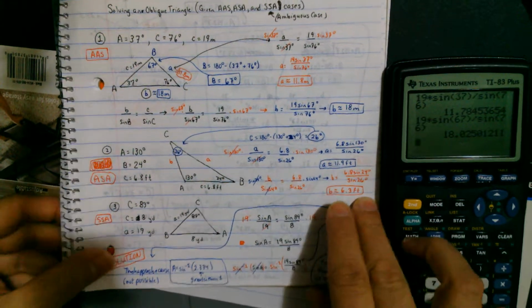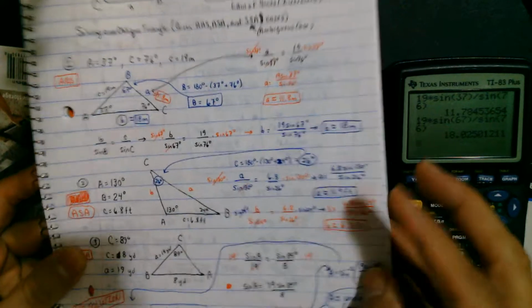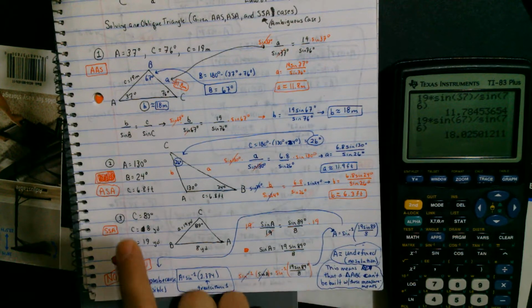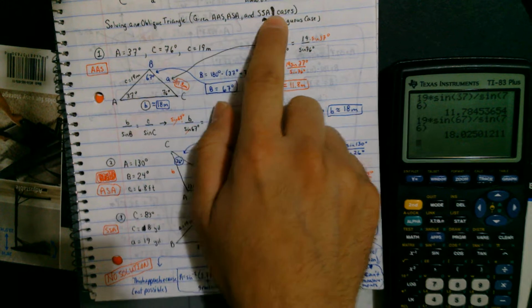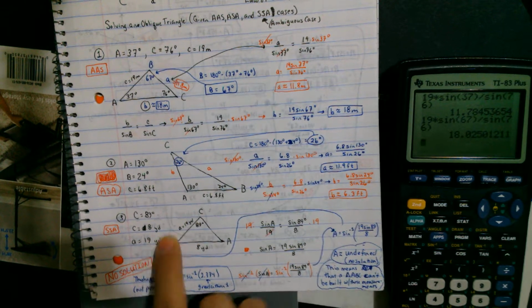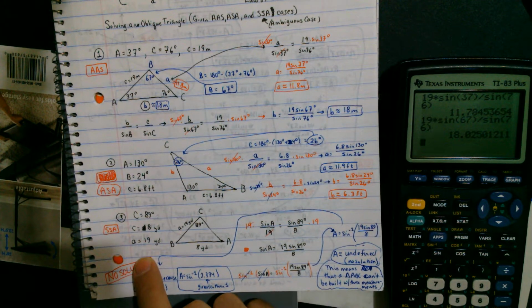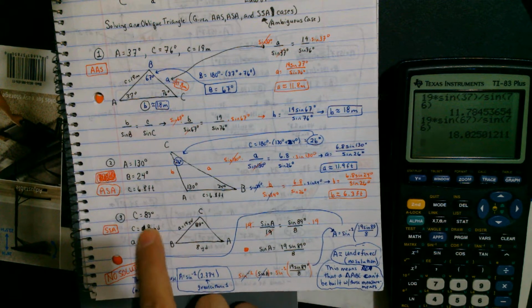Now the third case is what's called side, side, angle. So you have angle, angle, side; angle, side, angle; and side, side, angle. This is the ambiguous case, when you're given two sides and an angle opposite of one of those sides. So you're given this information.